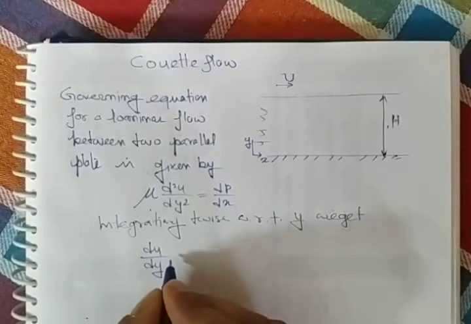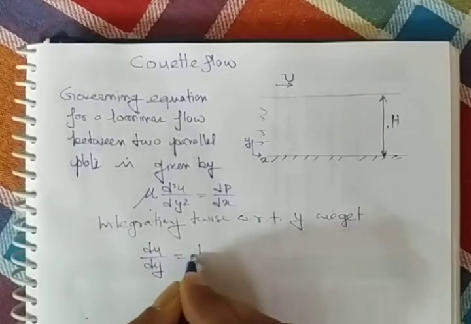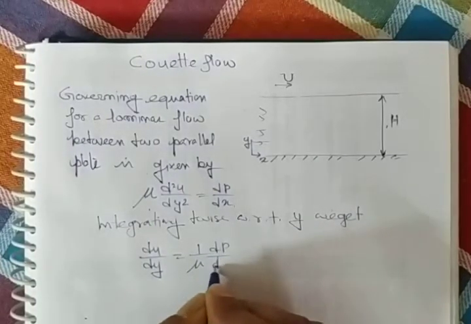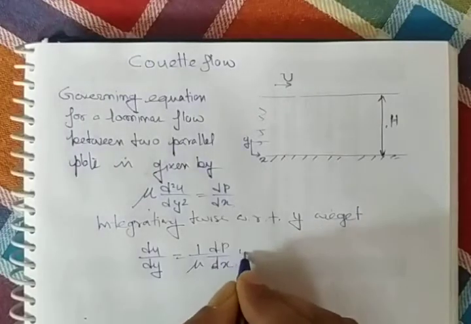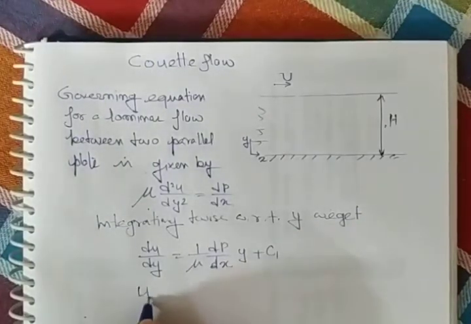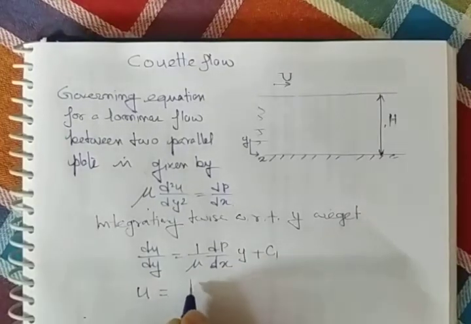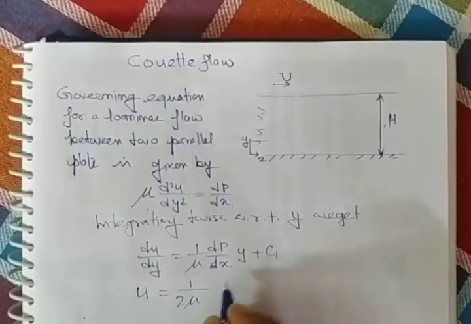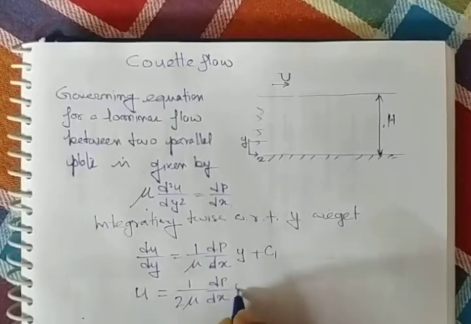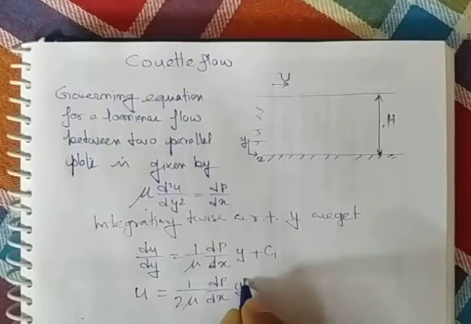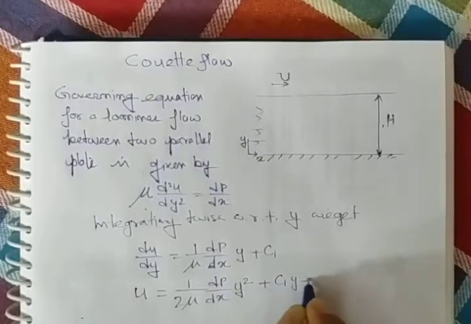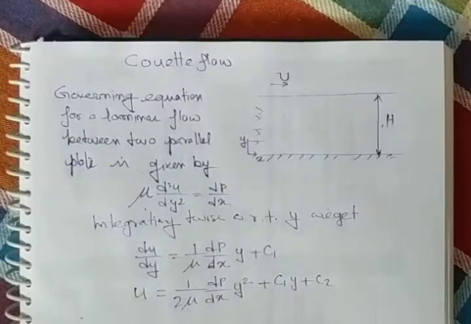du by dy is equal to 1 by mu dp by dx y plus c. Again we integrate, and you will get u is equal to 1 by 2 mu dp by dx y squared plus c1 y plus c2.